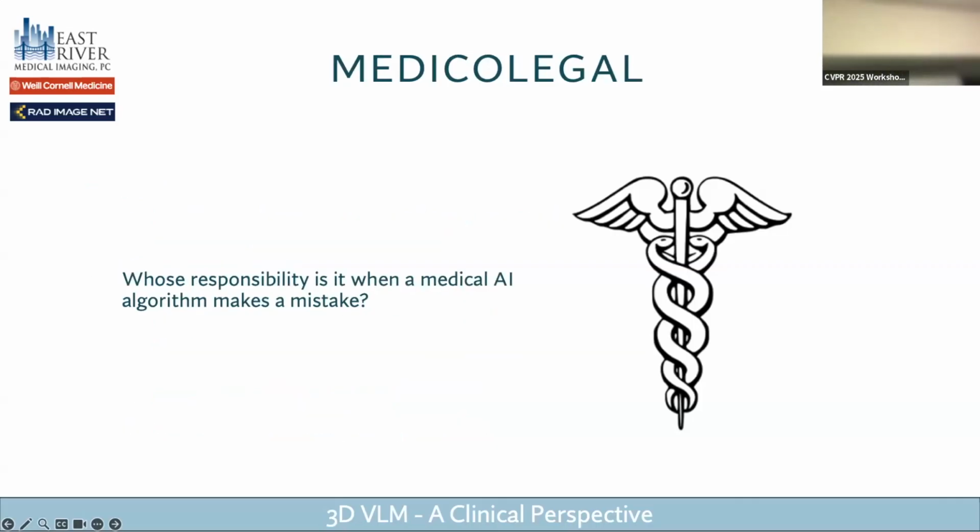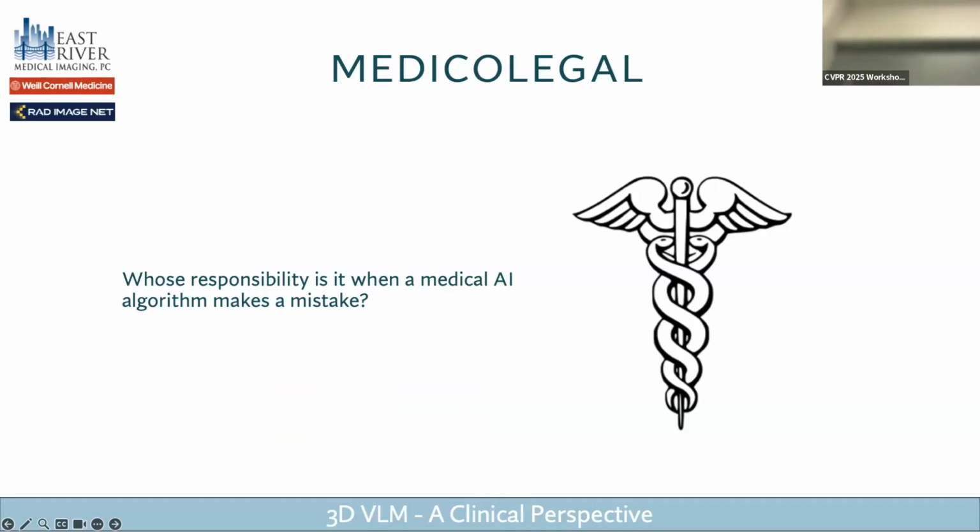Medical legal, right? So this is an issue. It came up 4 or 5 years ago with auto driving, right? If a car is driving itself and gets into an accident, who's to blame? I don't know. I don't know that anyone's figured that out. And it's a whole lot bigger problem in medicine.